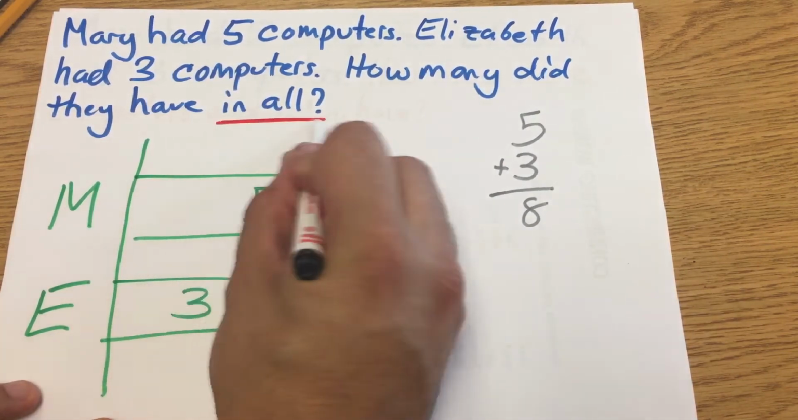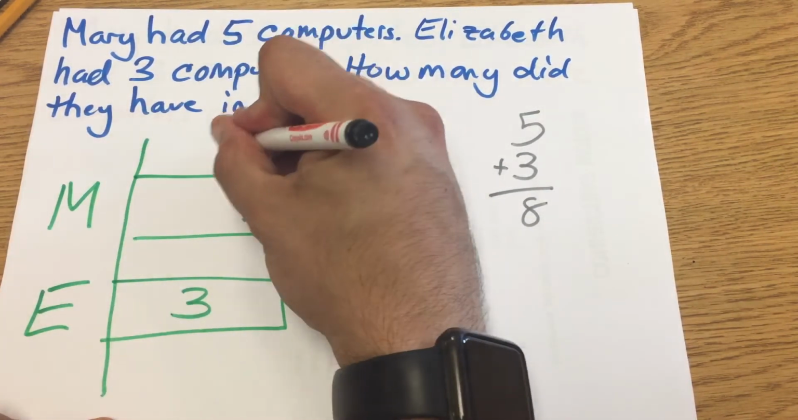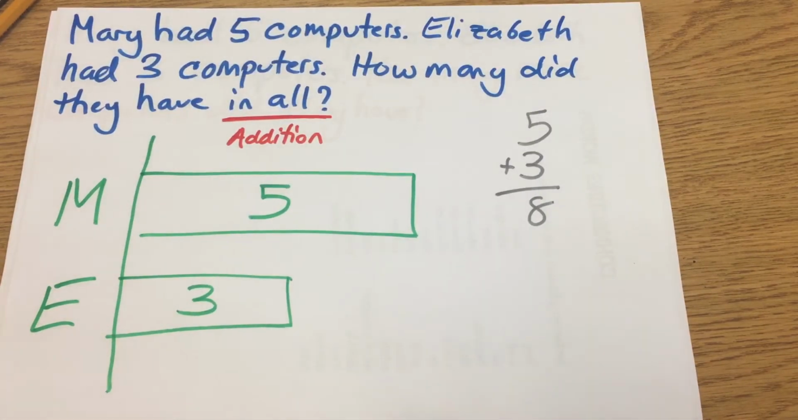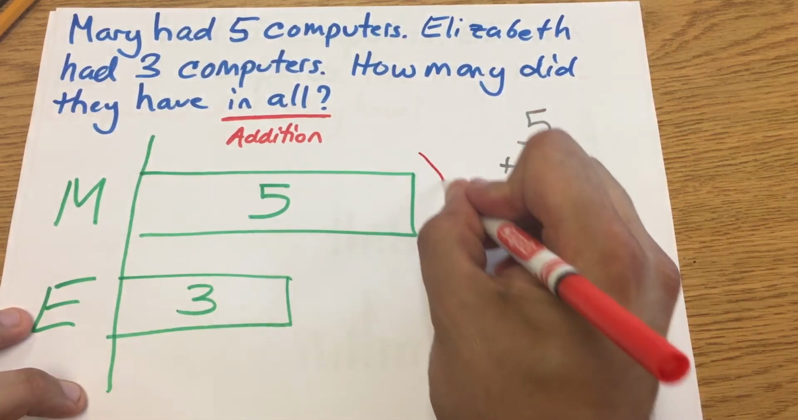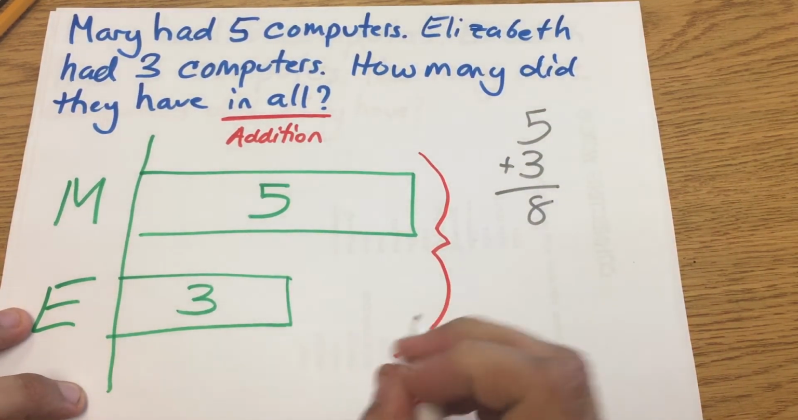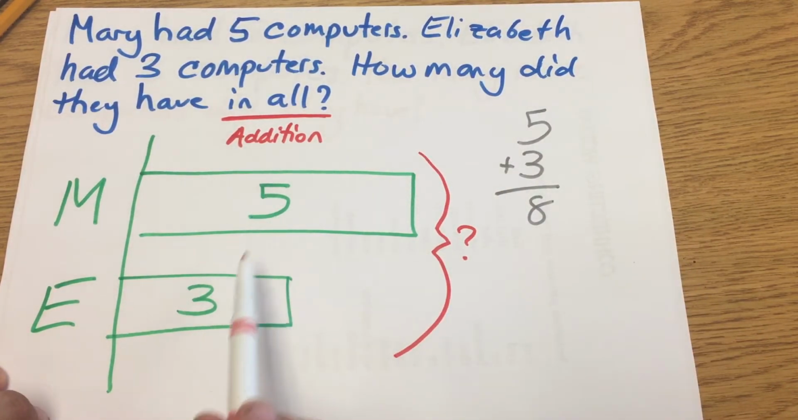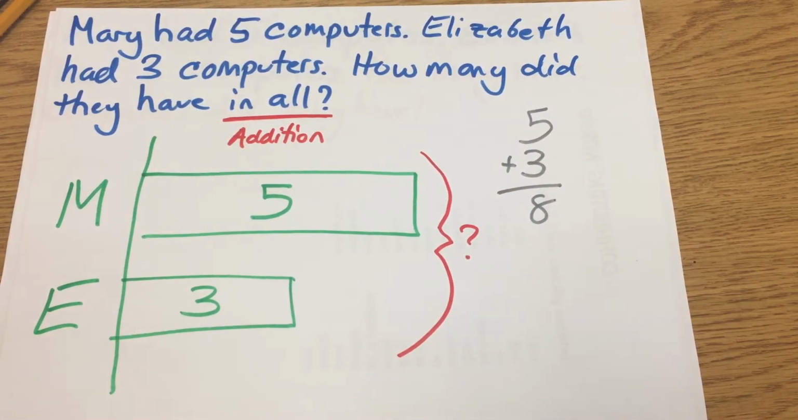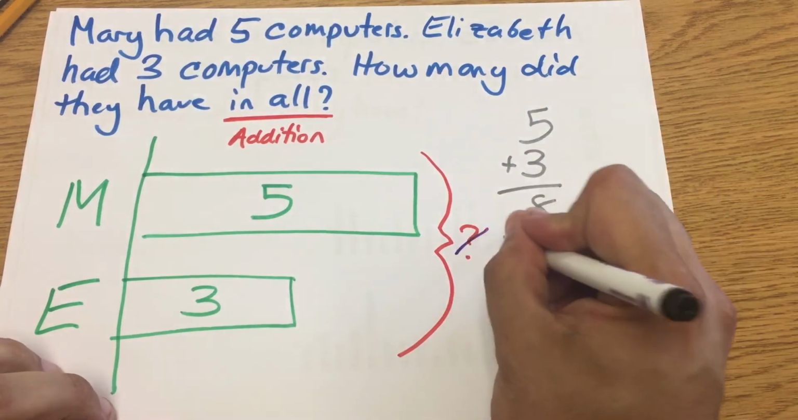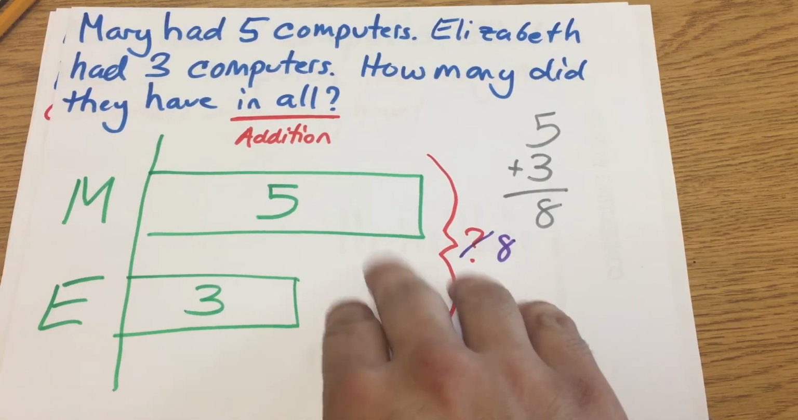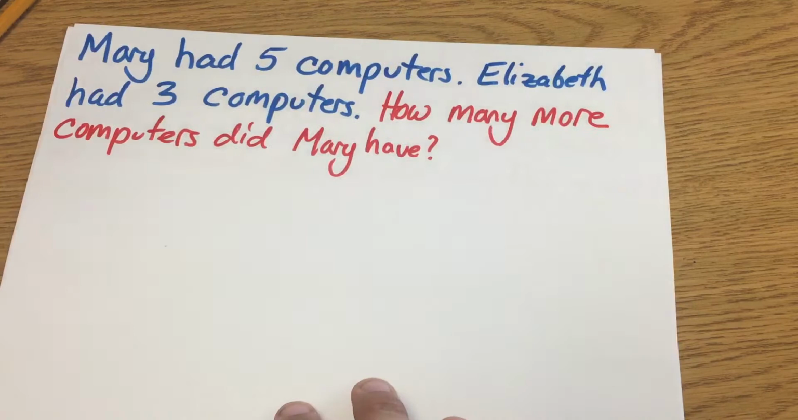And I'm looking at how many computers did they have in all. This is telling me that I'm looking at addition. Then I'm going to be figuring out the total amount. And anytime in a bar model we're trying to figure out the total, we draw a brace here on the side and we look at the total amount. So we don't yet know the total amount. We're going to have to add it up. 5 plus 3, that's telling me that my total is going to be 8. But that brace on the side is showing me that I'm talking about the entire amount here that I'm going to add together.